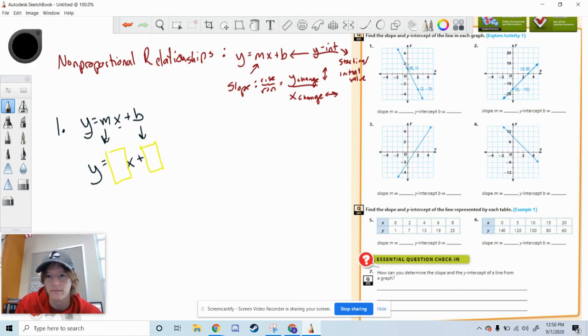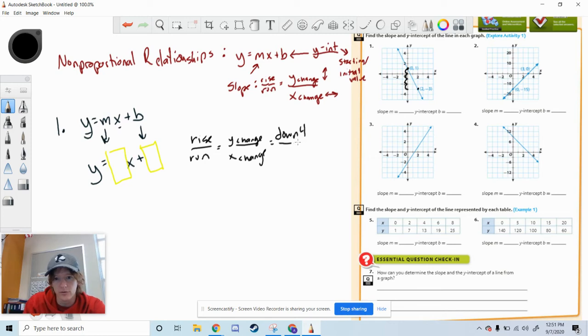So looking at number one, my y change, my slope, it looks like I'm going down. If you remember, a negative slope is what goes down. This line starts here and it goes down to this point. Let's see how many it goes down. It goes 1, 2, 3, 4. So my rise over run, my y change over my x change, the y change in this is down 4, which is equal to negative 4.